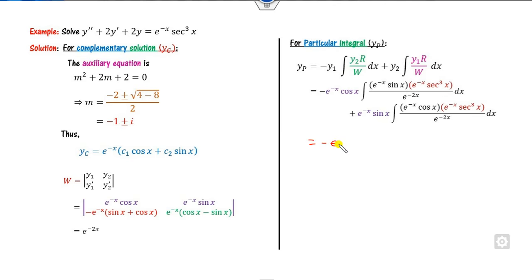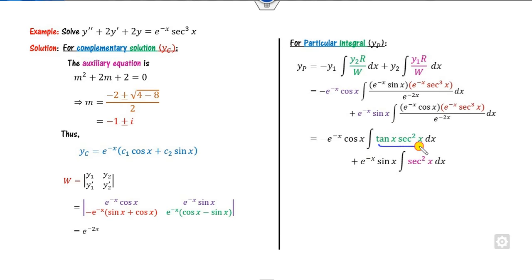Now how can you simplify this? E raised to power minus x cos x. Now you can see this cancels out. Now it's a sine and it's a secant, so it's sin x divided by cos cube x. Similarly for the second part it will cancel out and you can write like here.